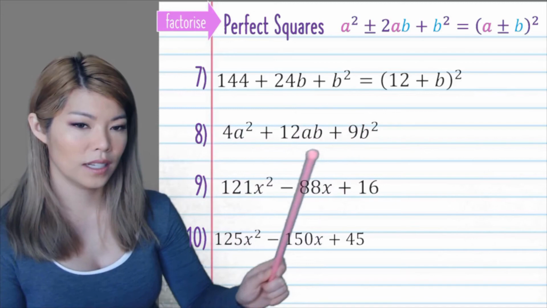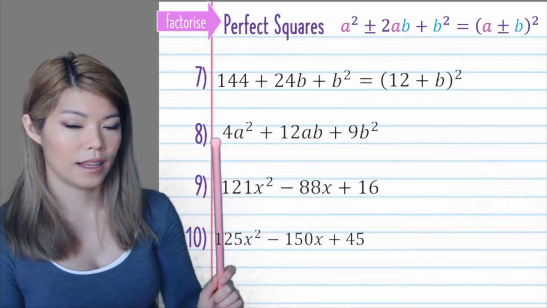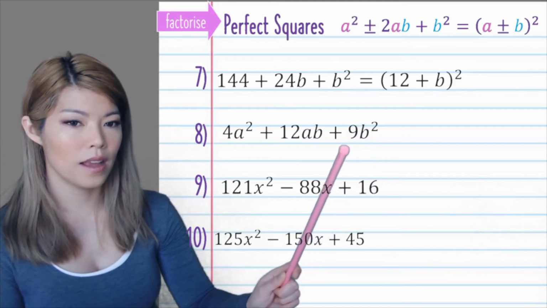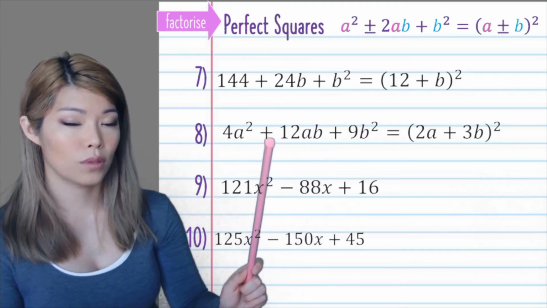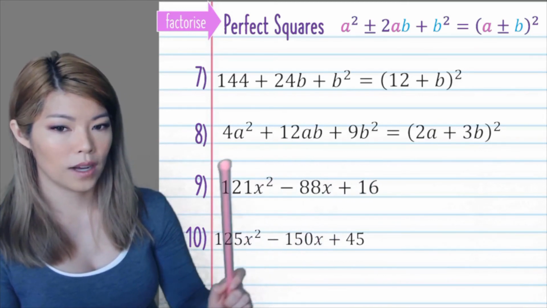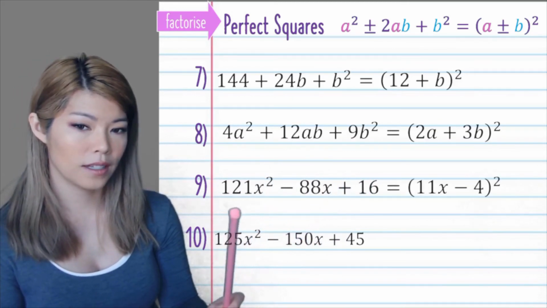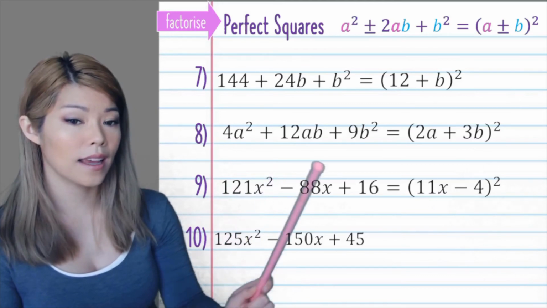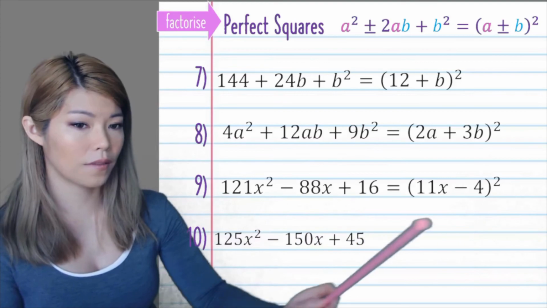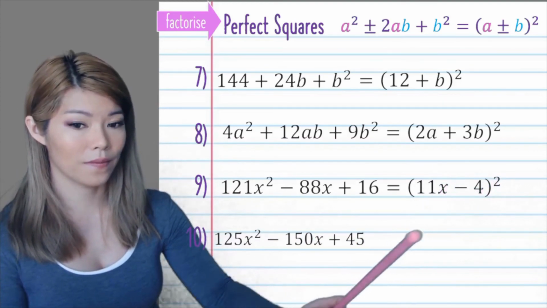For this one, there's no highest common factor, and we notice that the square root of that is 2a, the square root of that is 3b, and 2a times 3b times 2 does give us 12ab. For this one, again, there's no highest common factor, and we have 11x, and the square root of 16 is 4, but because that's negative, we need that negative over there.